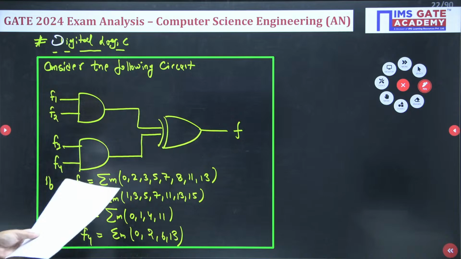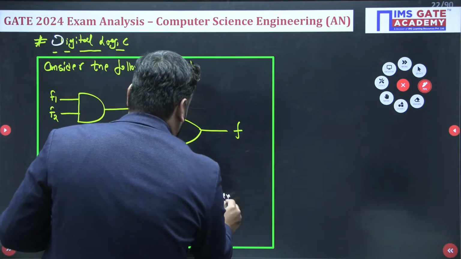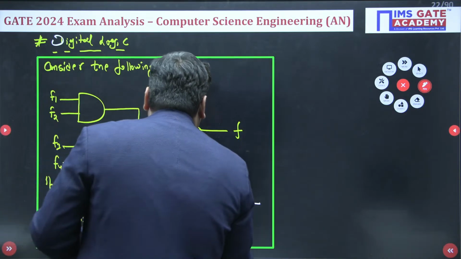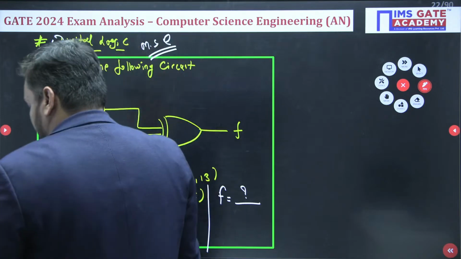And what is being asked? Find F. Then F is equal to what? That is the question mark. And it was an MSQ, guys. I don't have all the A, B, C, D options collected.